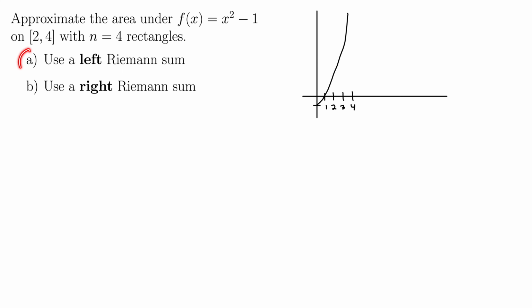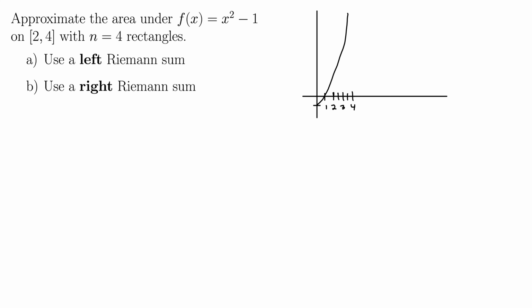So let's start with part A and focus on the left Riemann sum. That means we'll use the curve to find the height of our rectangles using the left side of the rectangles. So let's work on the bases of our rectangles first. We have the interval from 2 to 4 using n equals 4 rectangles, so we need to squeeze 4 rectangles in there. Not entirely trivial, but still doable.